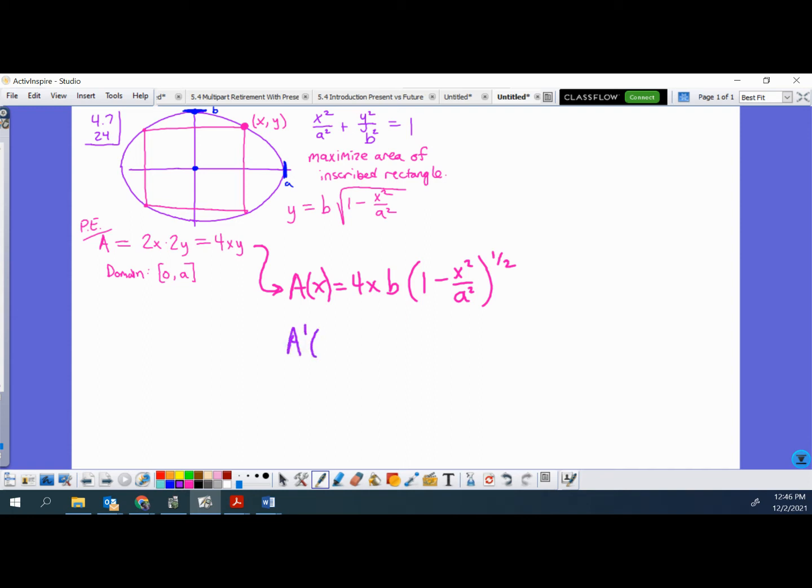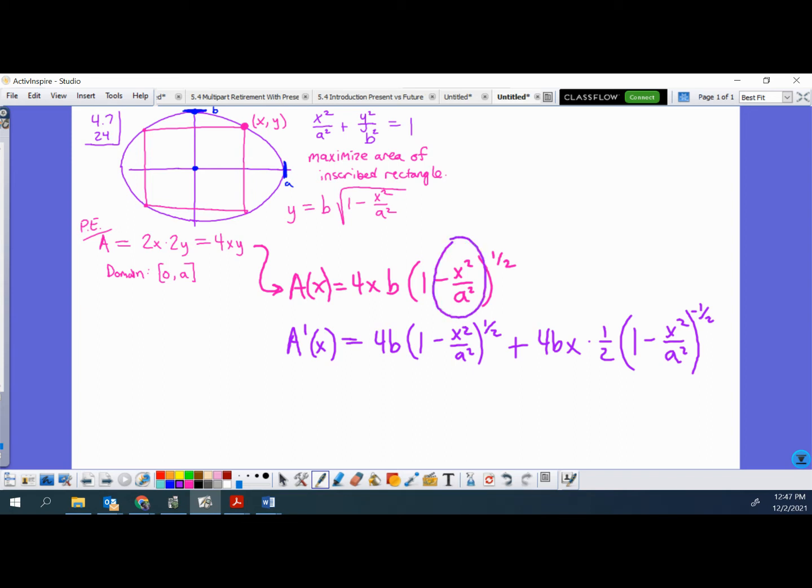I'm going to do my derivative, which is going to entail a product rule. So A prime of x, 4xb, the derivative of that's going to be 4b, right? It's like 4bx is maybe a better way to write that, times v, so that's going to be the 1 minus x squared over a squared to the 1/2, right? u prime v, plus u v prime. So my u is the 4bx, and the v prime is going to be 1/2 times the 1 minus x squared over a squared to the negative 1/2 times the derivative of the inside. The 1 goes to 0, and that thing I just circled is going to be negative 2x over a squared.